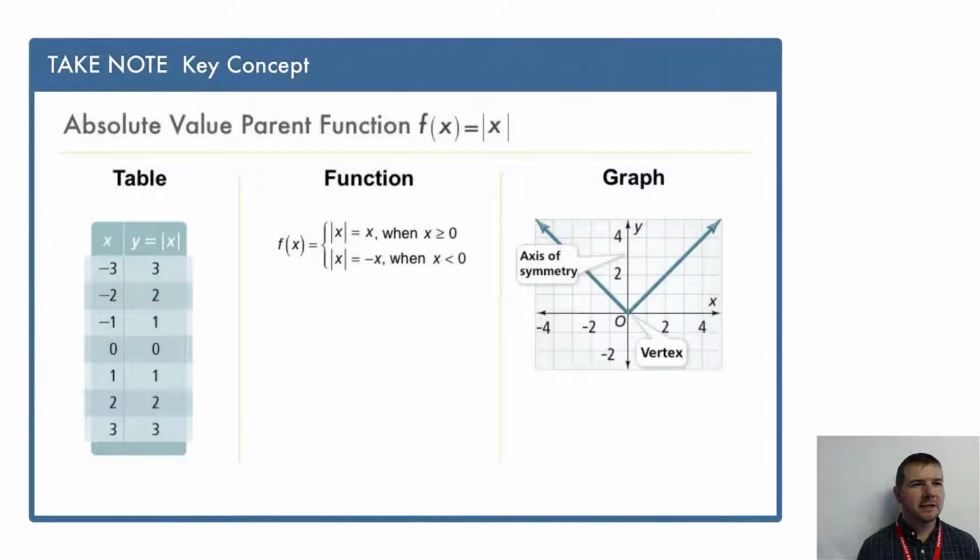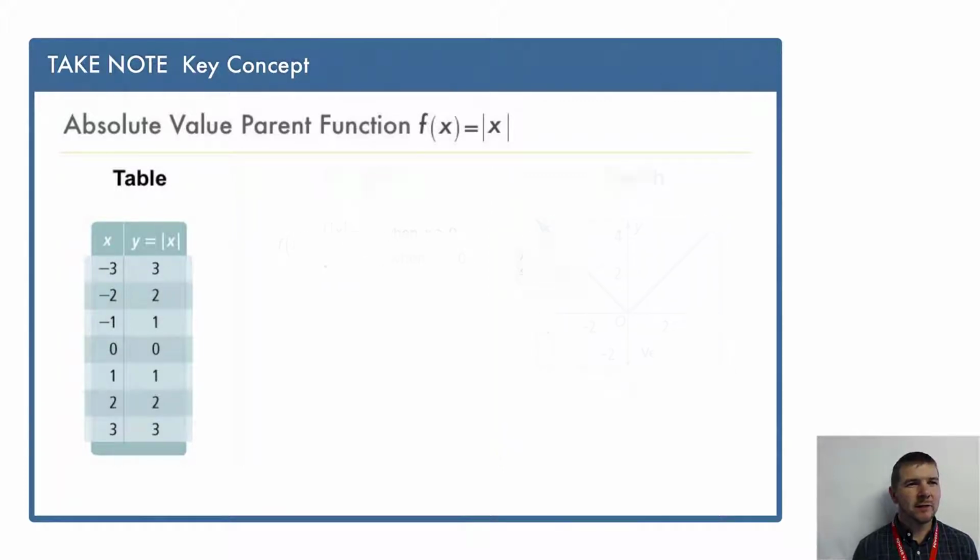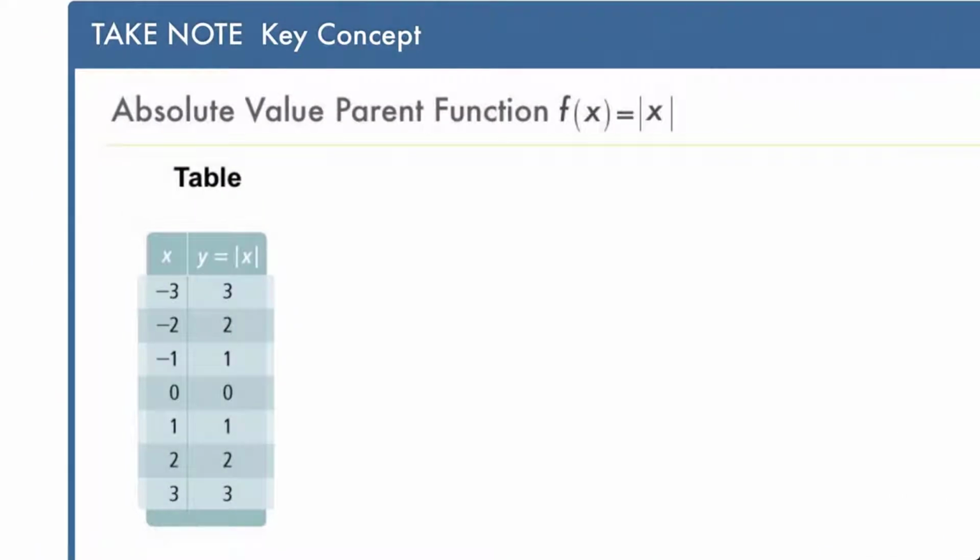Take note, key concept, the absolute value parent function f of x equals the absolute value of x. First, we'll see it represented as a table on the left. Values of x in the left column: -3, -2, -1, 0, 1, 2, and 3. And the y values associated with those when input into the absolute value parent function.